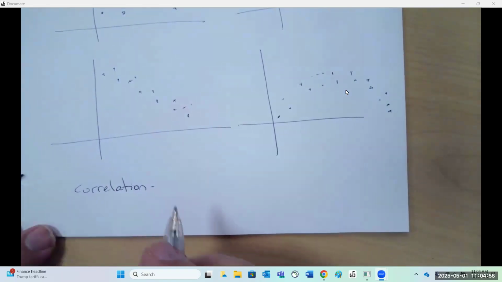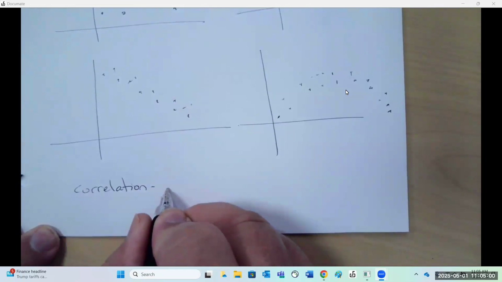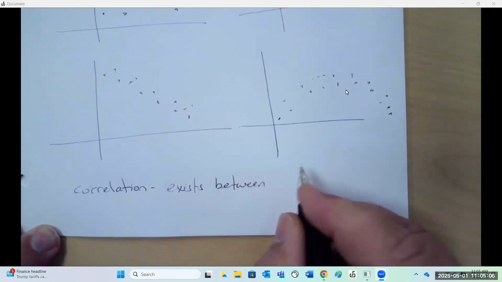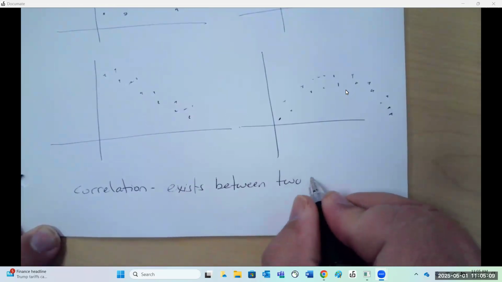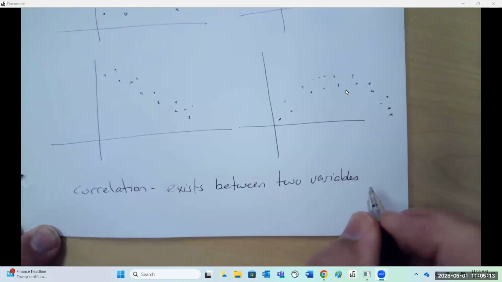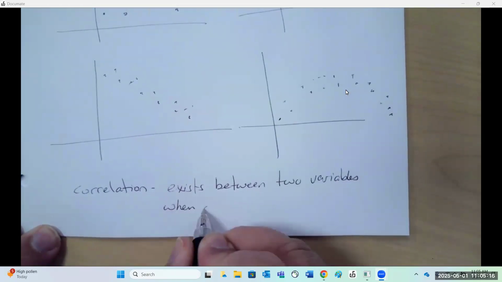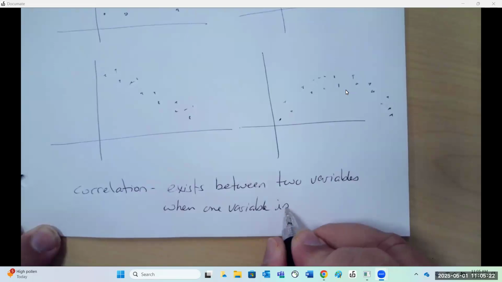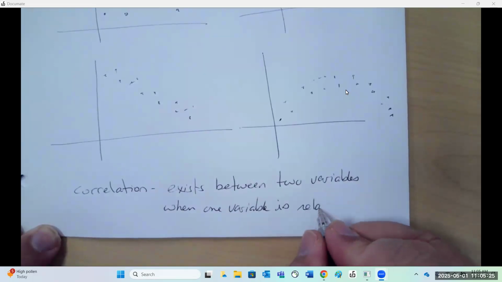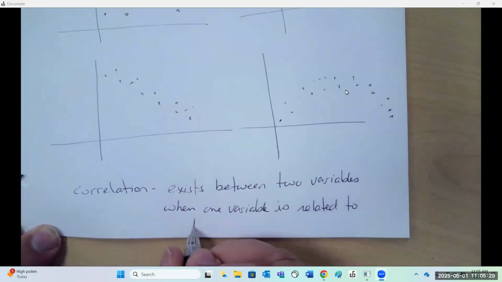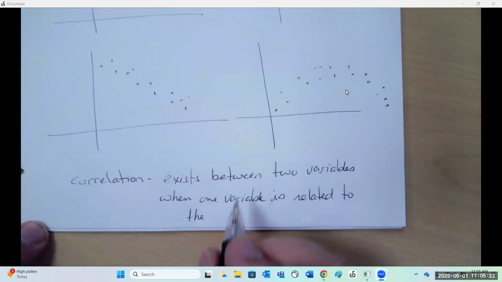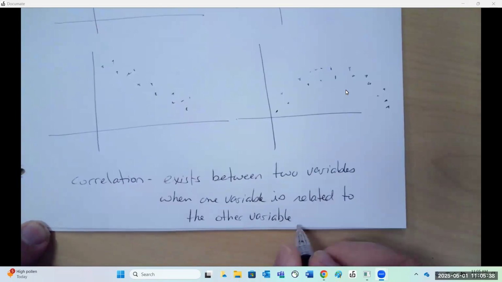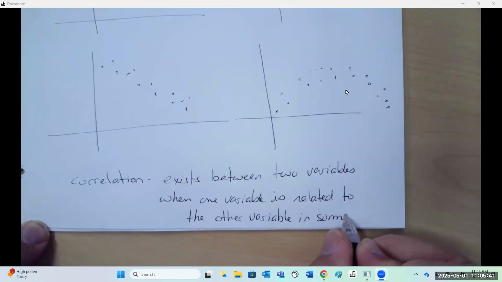Correlation happens between data sets. This exists between two variables when one variable is related to the other variable in some way.